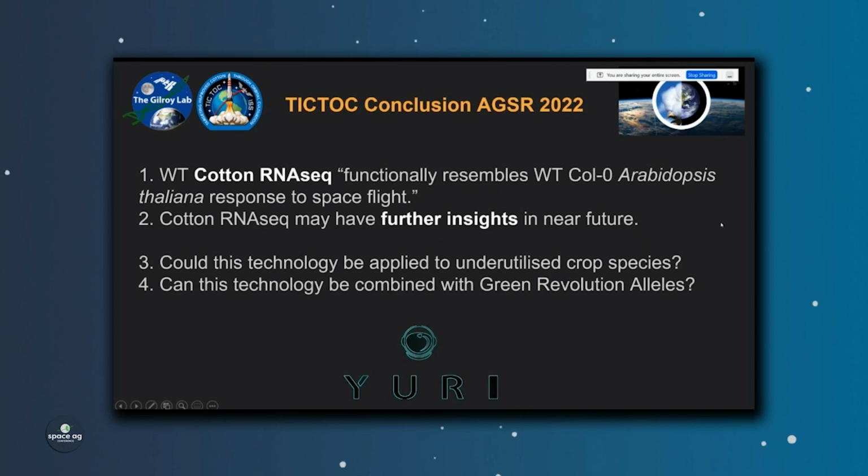So the questions for this community moving forwards: could this technology be applied to underutilized crop species that might have some really new novel benefit on Earth or beyond? And can this technology be combined with green revolution alleles? Because remember, bigger plants aren't always better. And so maybe there's an optimum balance that we can engineer in the future.